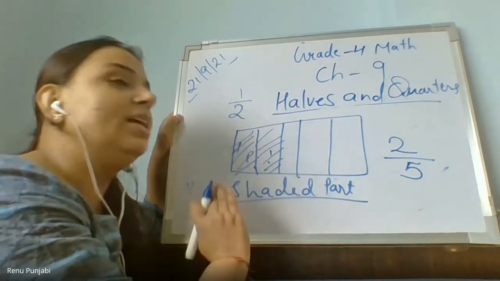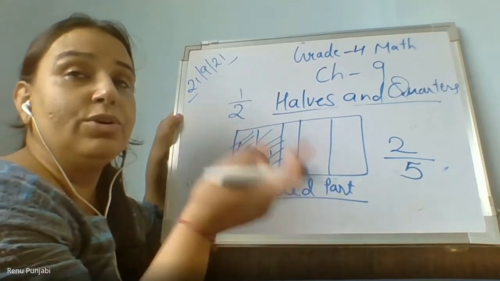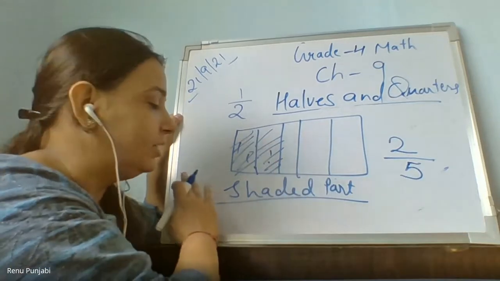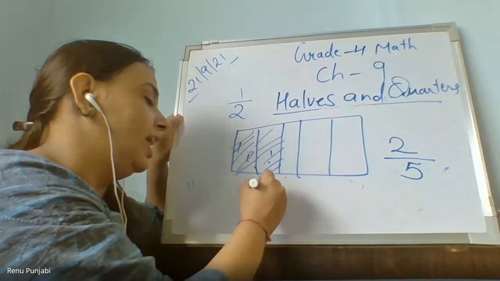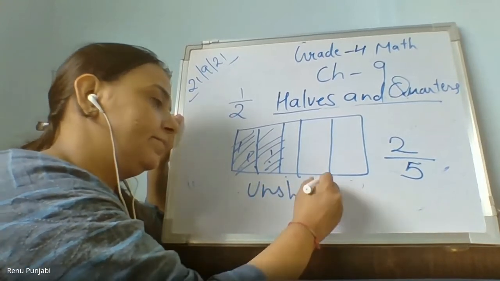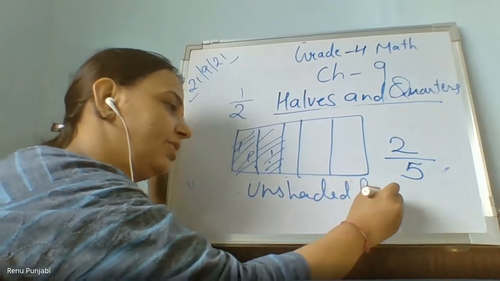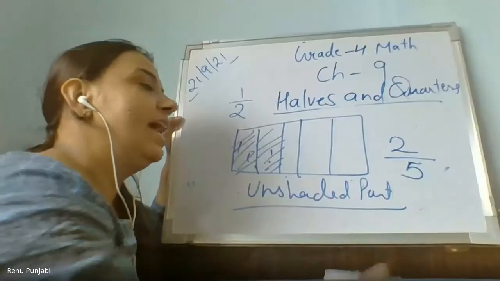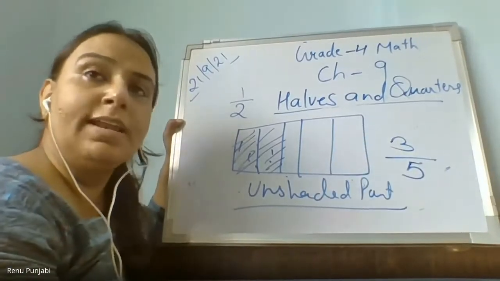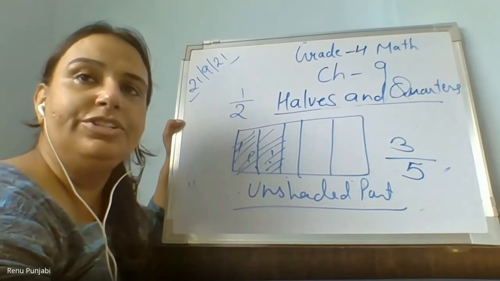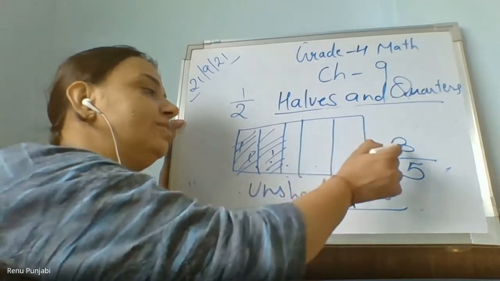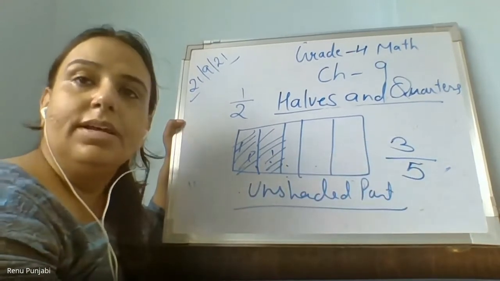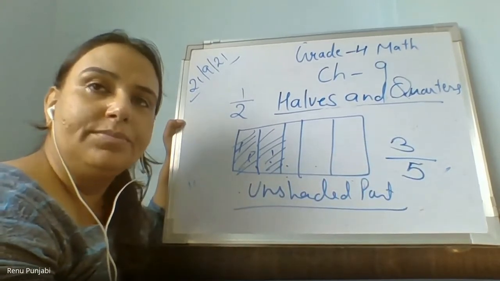Suppose I reverse the question. Reverse means मैं उल्टा कर देती हूँ question को. And I now tell you, write the fraction for the unshaded part. Ma'am, then it will be 3/5. Total will remain the same. Total will not change, but only the unshaded parts are 3. So it will be 3/5. Am I clear to you all?